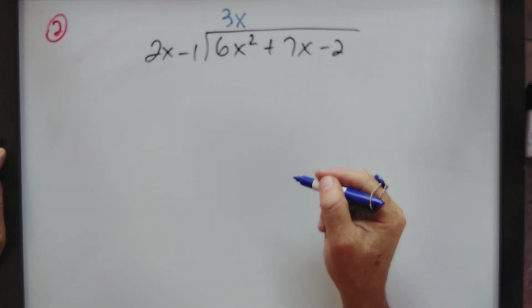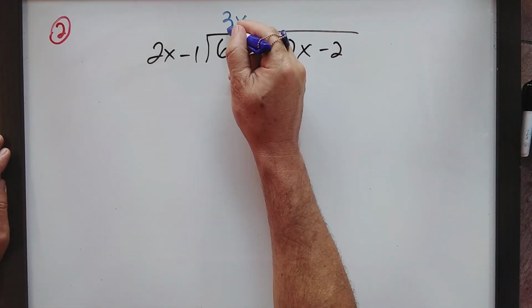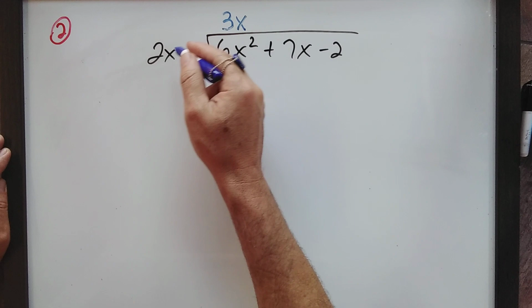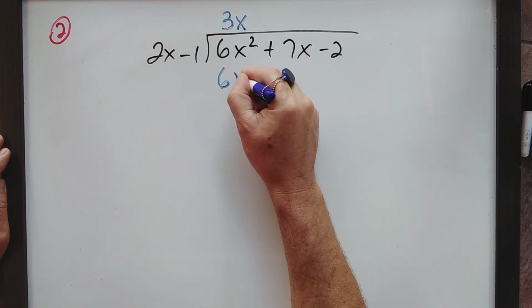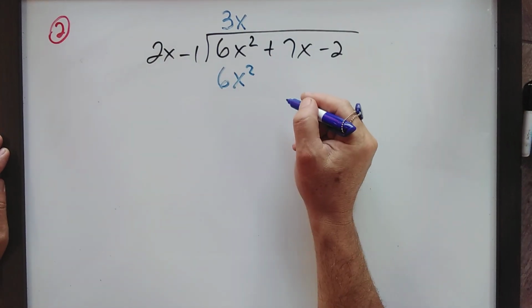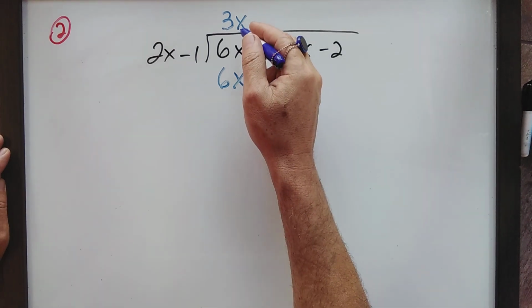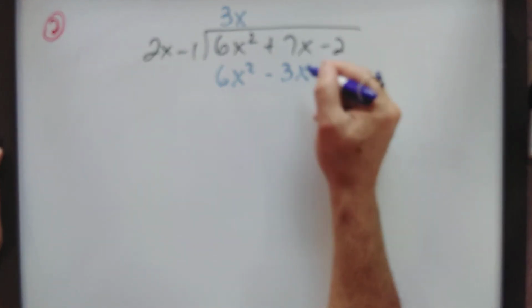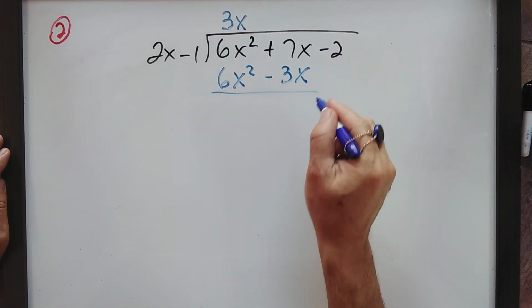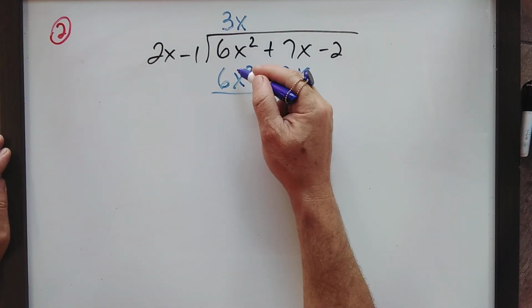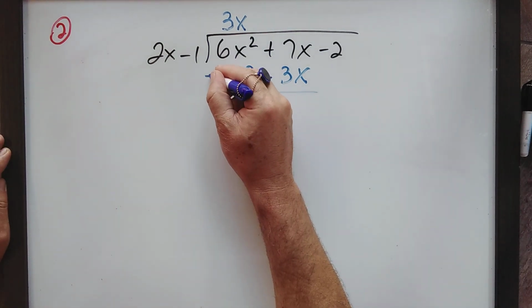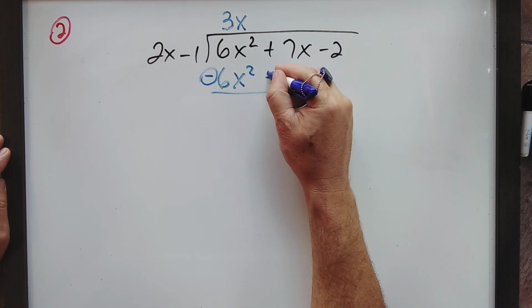There you go. What do you do with this 3x? We multiply by these two down here. 3x times 2x, 6x squared. And 3x times negative 1 is negative 3x. You always get the same term as the one up there. Now we change the signs to the opposite. This one becomes negative, and this one becomes positive.